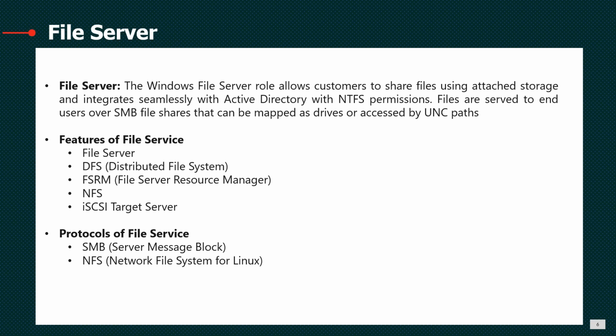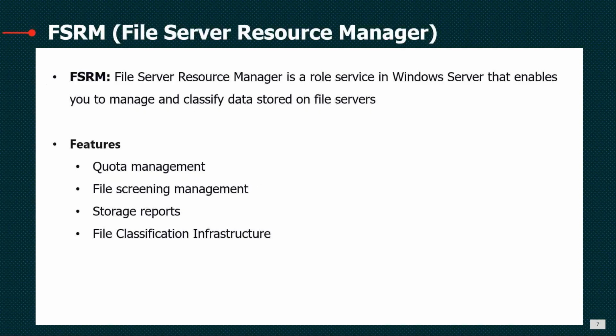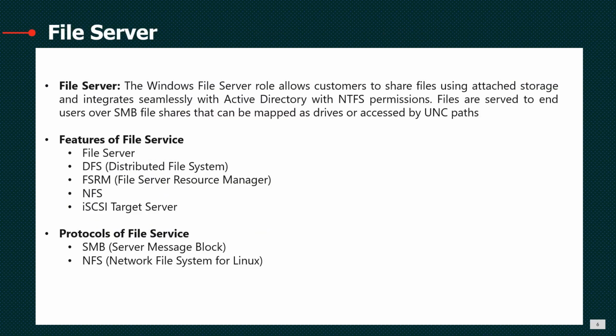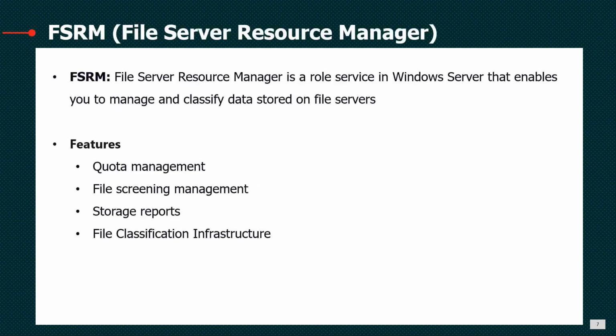That's it. And next one is iSCSI target server. iSCSI target server is like providing storage at the block level, not at the file level. I'll tell you what is block level and what is file level later. And protocols for file server: SMB and NFS. These are the features and protocols of the file server. Then FSRM, File Server Resource Manager, and this is being used widely in the organization.